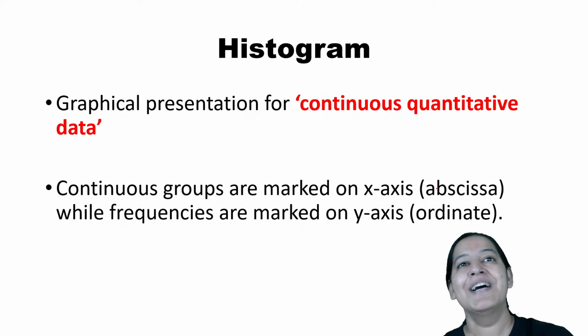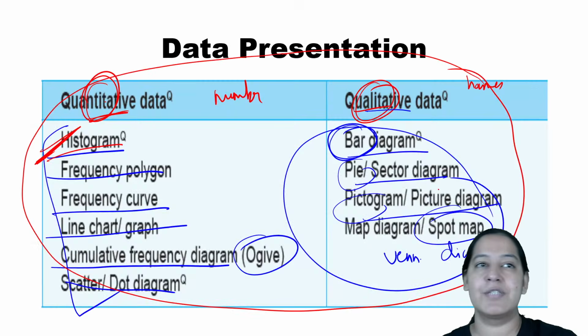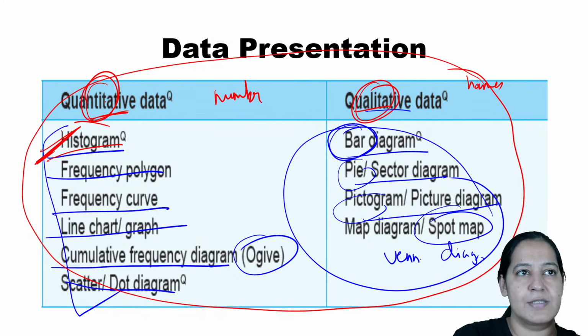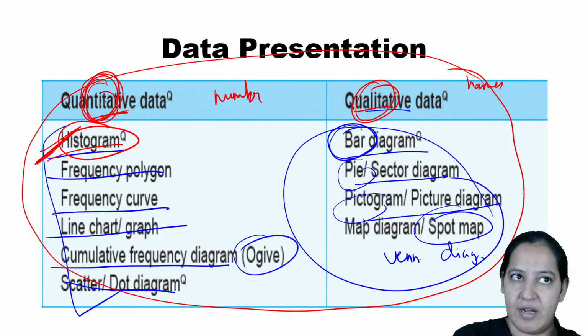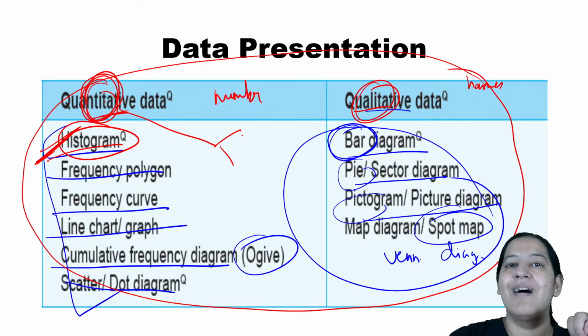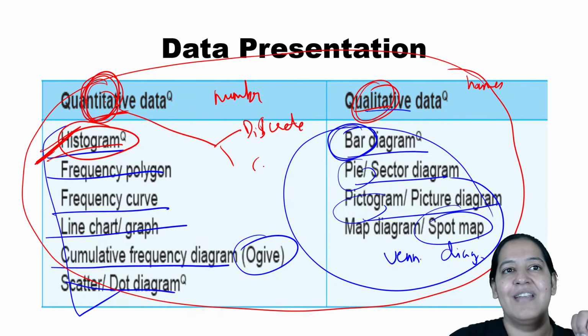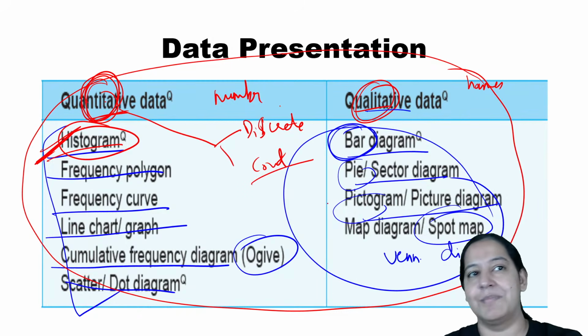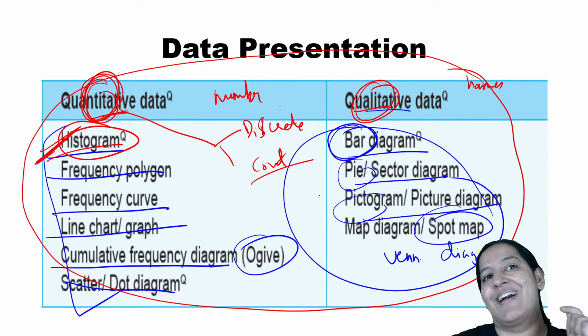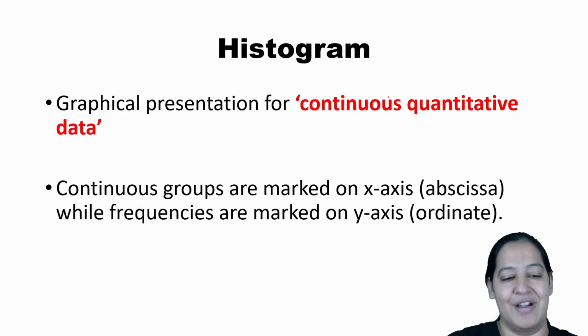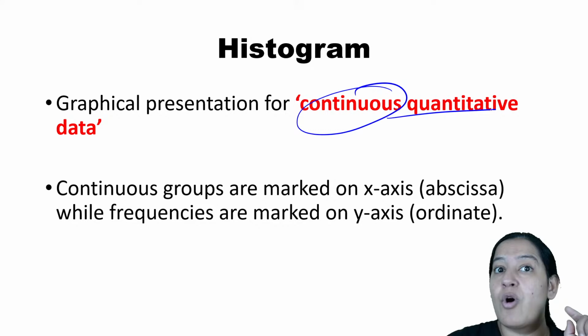Let me see. So what is a histogram? This is histogram here. It is for quantitative data. But quantitative data is of two types, no? Discrete and continuous. Discrete means whole numbers and continuous means fractions are also possible. So which quantitative data is it for, discrete or continuous? It is for continuous quantitative data.